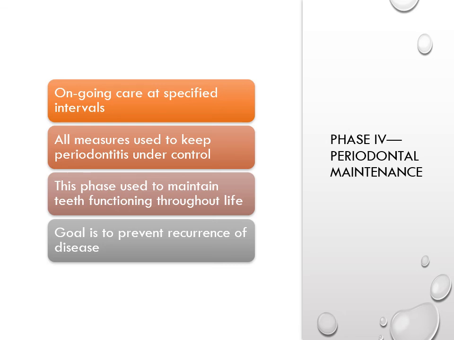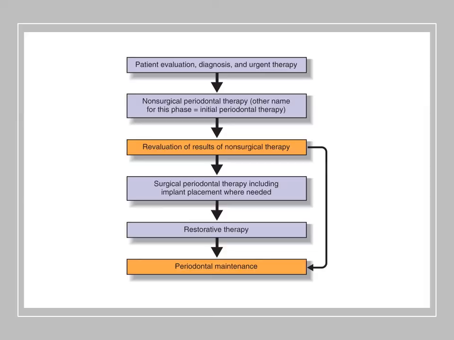So this phase is used to maintain teeth functioning throughout life. Once they get into periodontal disease, we need to be forever maintaining their periodontal disease and trying to prevent the recurrence of disease. In phase 1, we tried to stop the etiology, right? Whatever was causing the disease. But for perio maintenance, our goal is to prevent it coming back.